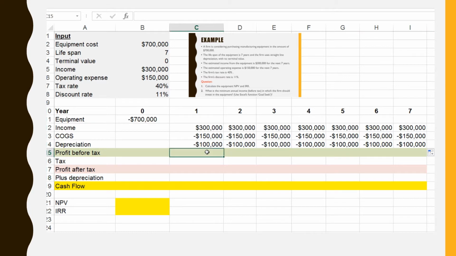Next, I'm going to calculate profit before tax. I need to sum up the income, cost of goods sold, and depreciation. Therefore, I type equal SUM, open bracket, highlight the cell above, close bracket, enter, alright, and drag across.